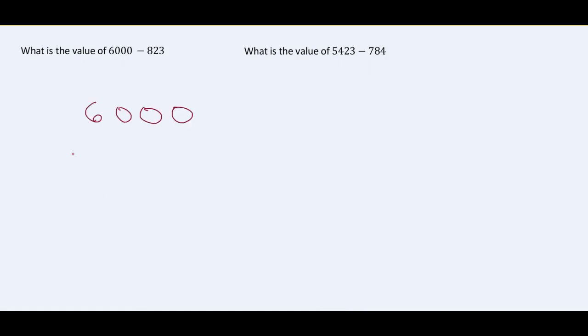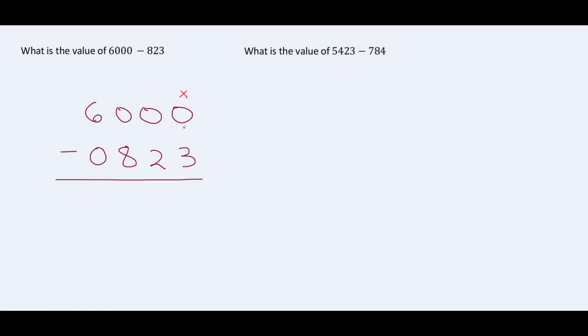Final examples, we have 6,000 minus 823. So 3 is in the ones place, 2 is in the tens place, and 8 is in the hundreds place, and we replace the thousands place, since it's blank, with a 0. And now we can subtract. We're going to start from the right hand side.